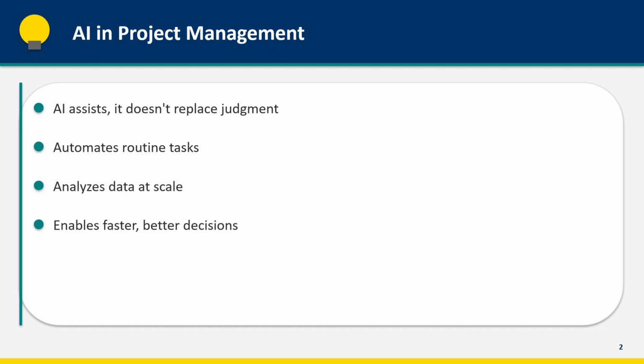Let's set expectations. AI assists project managers. It doesn't replace human judgment. The core of project management, navigating politics, motivating teams, making decisions under uncertainty, remains deeply human.